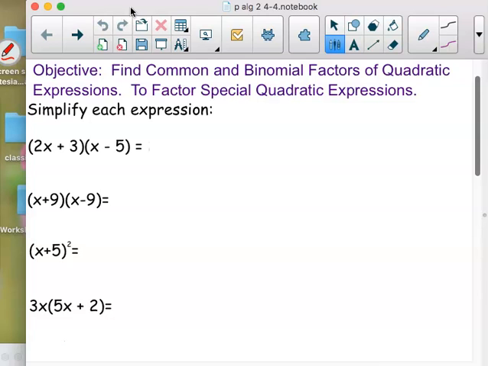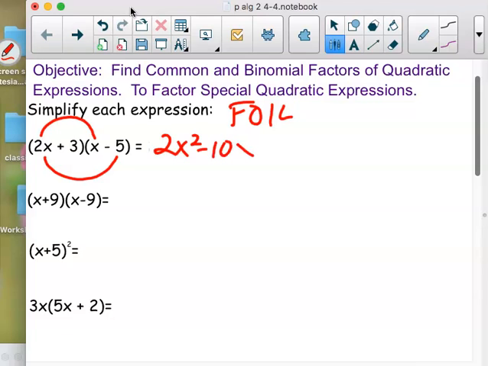So what we do is FOIL by taking first times first. So in this one, we would take 2x times x because those are the first terms in each of those sets of parentheses, and that would give us 2x squared. And then we need to take outside times outside, and that would be 2x times -5, which is -10x.